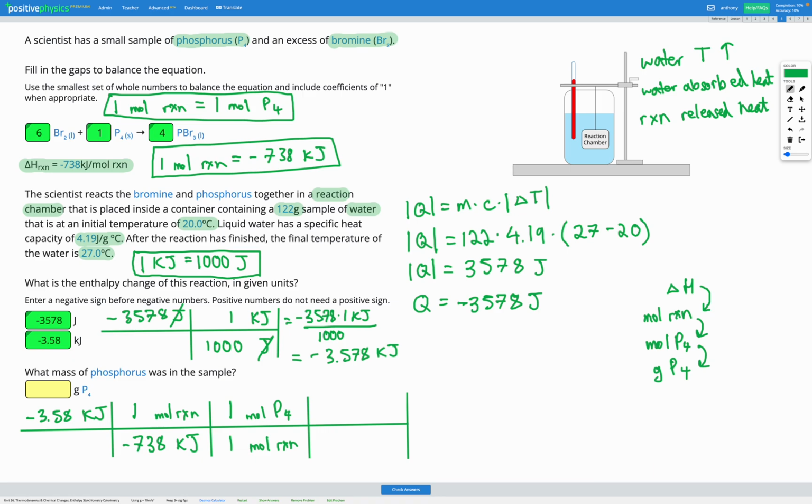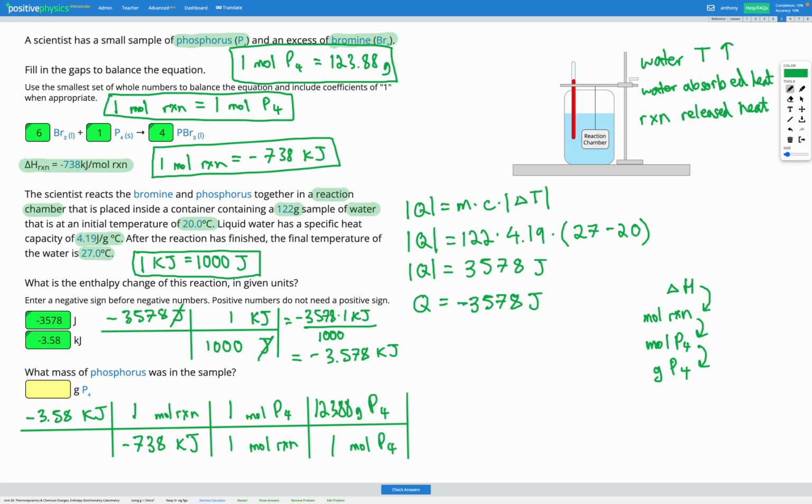What that means is that 1 mole of phosphorus has a mass of 123.88 grams. So that's going to be our conversion factor for this last step. Moles of phosphorus is going to go on the bottom, and grams of phosphorus is going to go on the top. 1 mole of phosphorus is equal to 123.88 grams of phosphorus. Okay, so we've ended up in the unit we're trying to find.